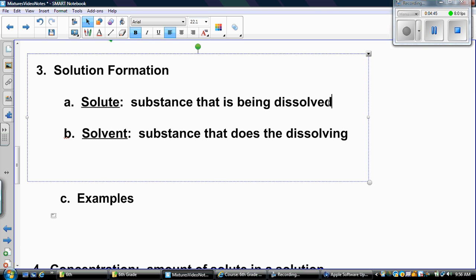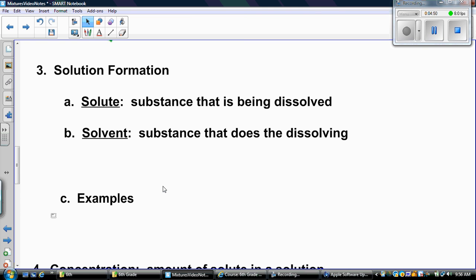Okay, so a solute is the substance that is being dissolved. A solvent is the substance that does the dissolving. For example, if you take a look at salt water, the solute would be the salt because that's what's being dissolved. The solvent would be the water. And water is sometimes known as the universal solvent because it dissolves a lot of things.